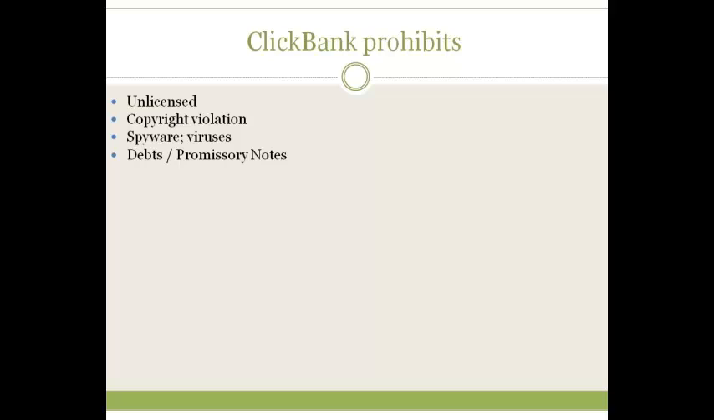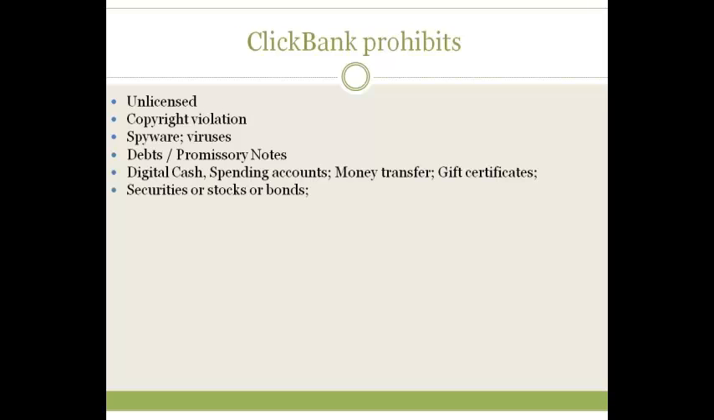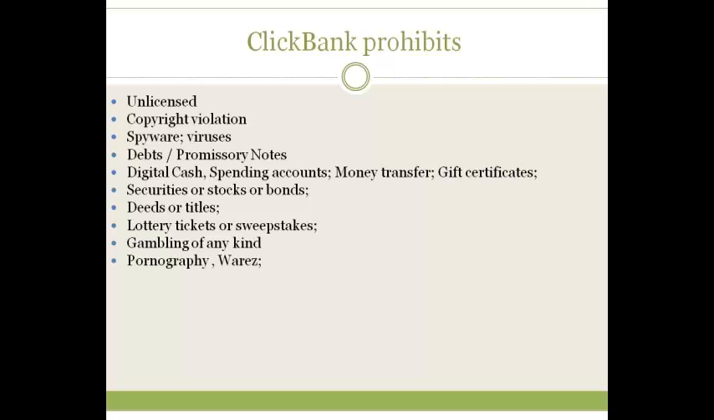Anything with existing debts, promissory notes, digital cash, spending accounts, money transfers, gift certificates, and most likely a lot of these things are on the list because somebody else did it and it just didn't work out. You've got securities, stocks, bonds, deeds, titles, lottery tickets, sweepstakes, wagers, wager pools, gambling, or betting of any kind. There used to be a lot of gambling products, but a lot of them were pulled off.